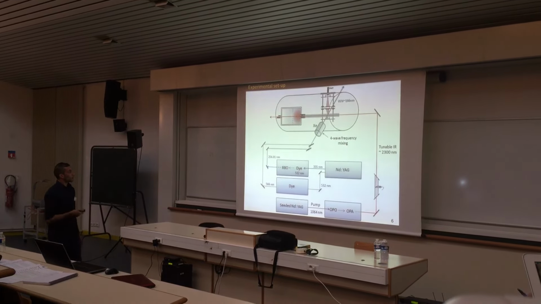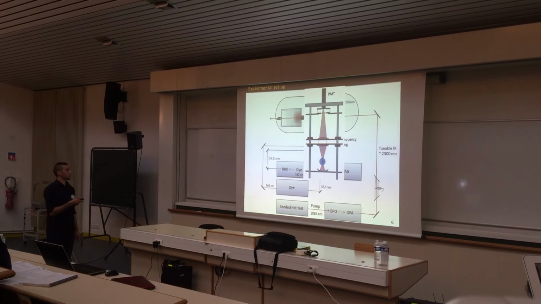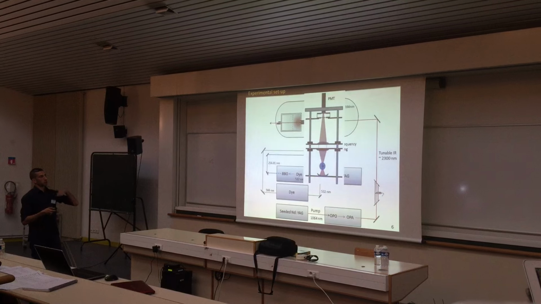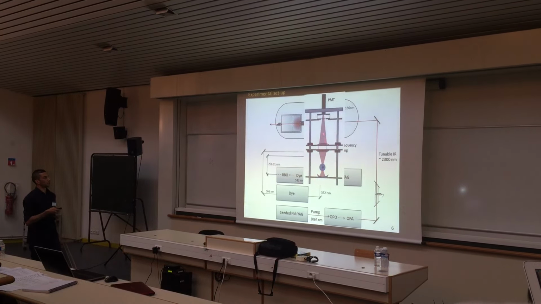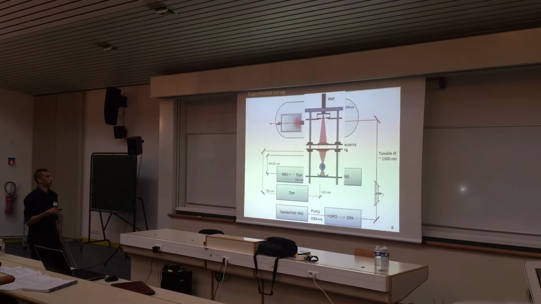So after generating the VUV, it crosses the uniform supersonic flow, and it allows us to probe the final rotational states. And thanks to the fluorescence, we can probe every rotational state, and the fluorescence is collected by a photomultiplier tube, which converts linearly the fluorescence to an electric signal.